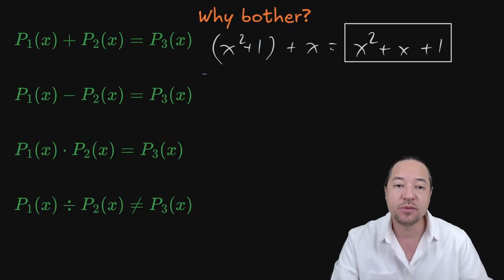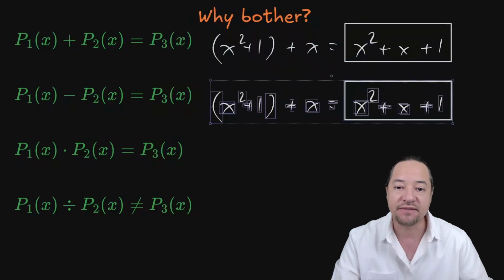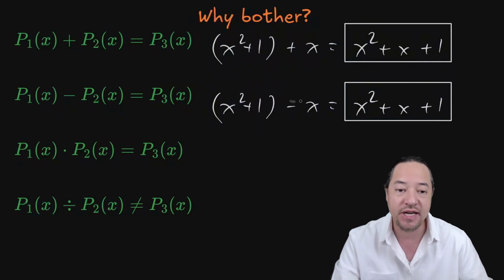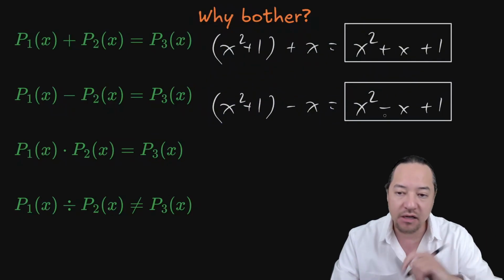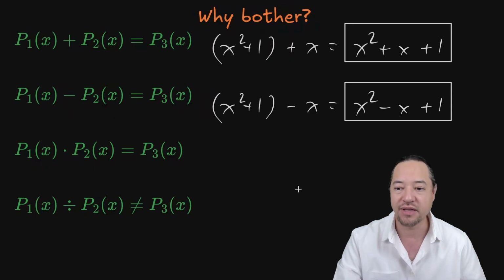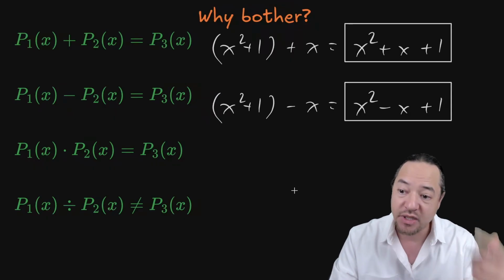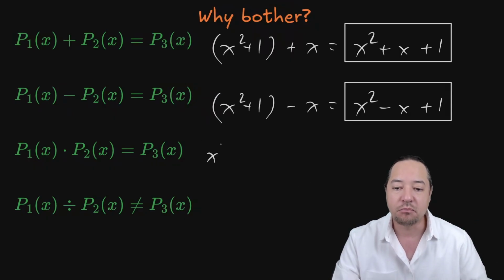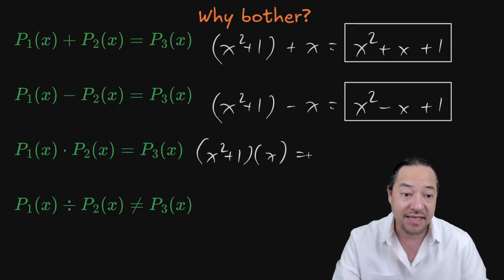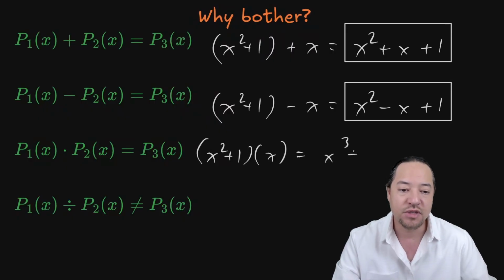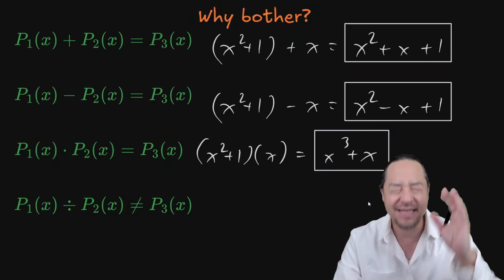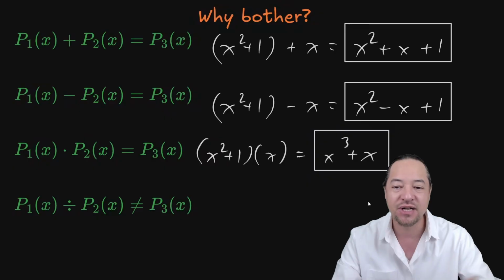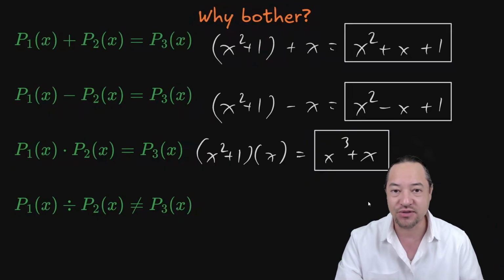Well, subtraction is going to be pretty much the same thing, right? Again, if I subtract two polynomials, just changing the sign here, I am guaranteed to get another polynomial out. What about multiplication? Okay, so let's try it. If I multiply x squared plus 1 times x, what do I get? Well, I'll get an x cubed plus x, and this is yet again another polynomial. We are guaranteed to get a polynomial when you multiply two polynomials together.